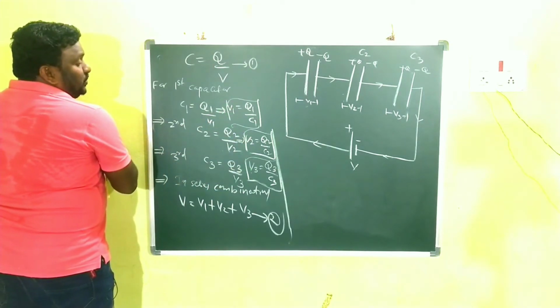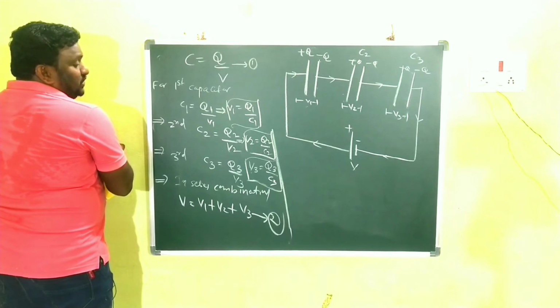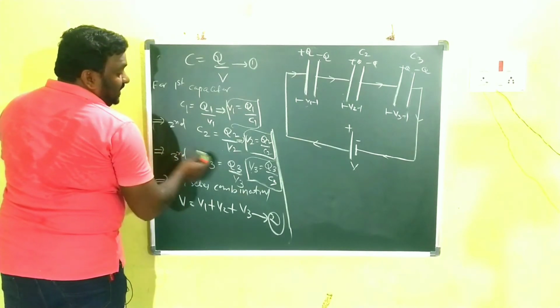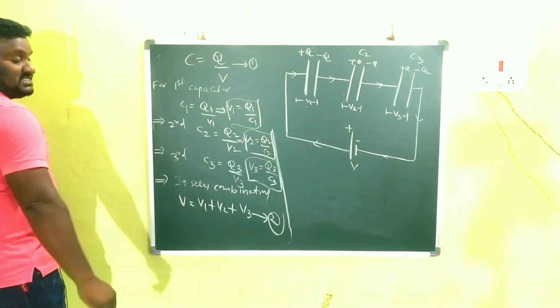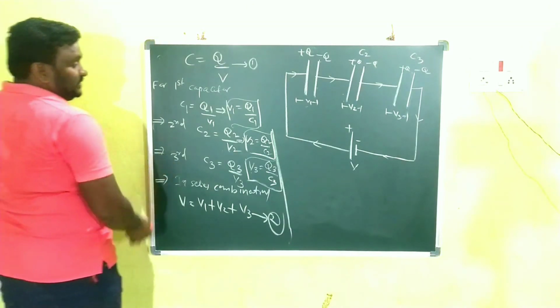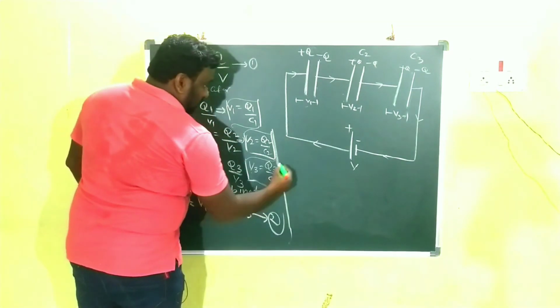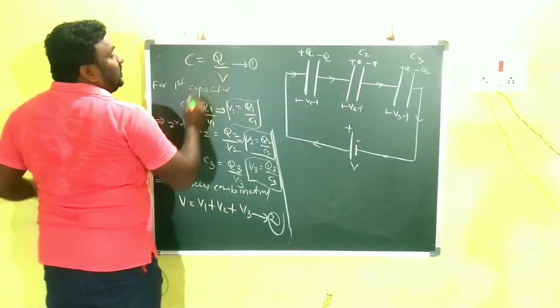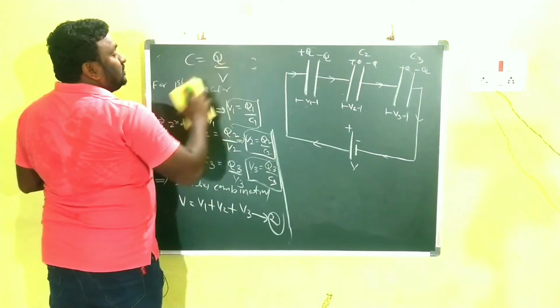V1 is equal to what? Q1 by C1, and V2 is equal to what? Q2 by C2, and V3 is equal to what? Q3 by C3. Then here substitute. V is equal to, here already from this one, what do you write? From equation number 1 also, what do you write?